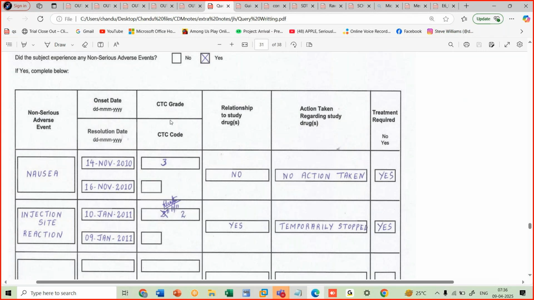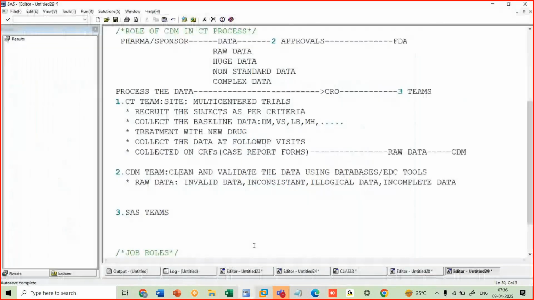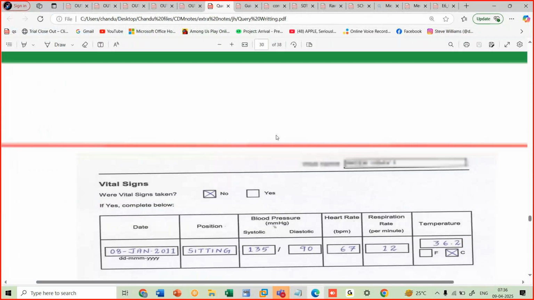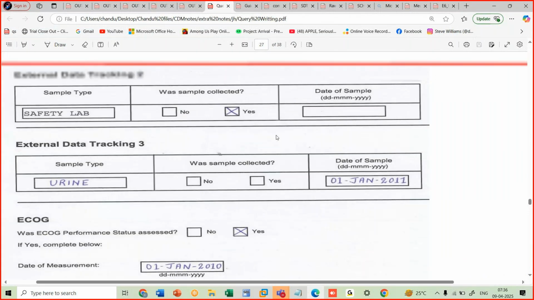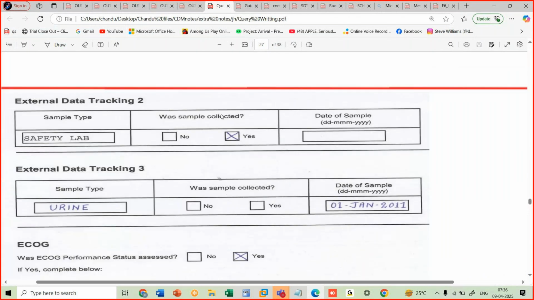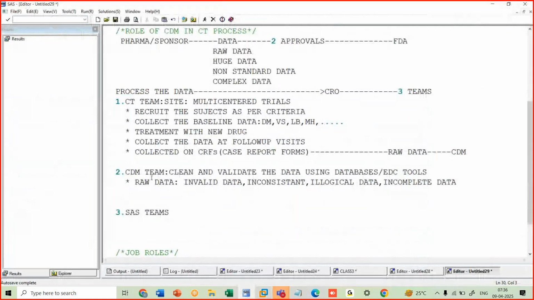Okay. So this is illogical data. You have missing data also, you see. Here the data is missing. See, was sample collected, date of sample missing. Here the date of sample is given, was sample collected is missing. Like this, we do have missing data also. So CDM is going to handle all this data.